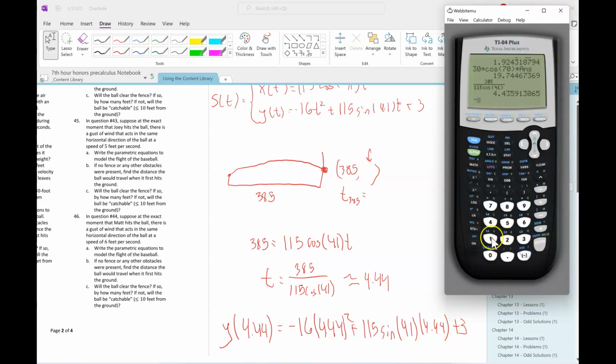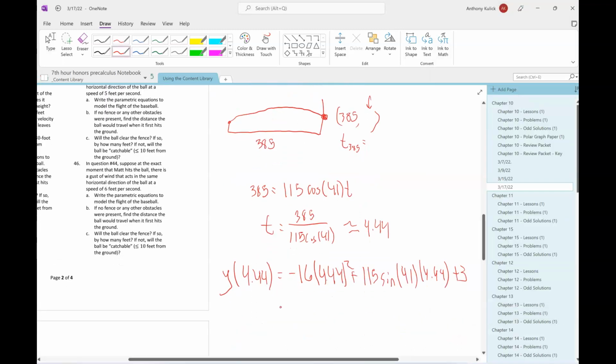And then I can compare that to the 20 feet to tell whether we made it or not. Does that feel okay, Luke? Yeah. So 22.8 feet. So that's a home run by 2.8 feet, since that's greater than 20. So we made it. Squeaked her over.